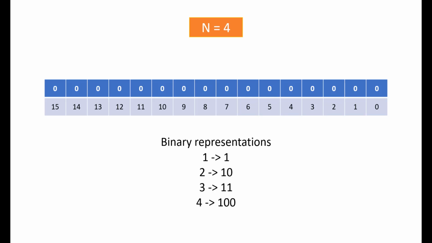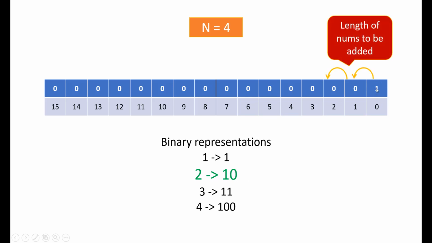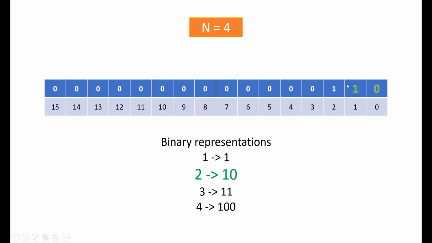Firstly we'll add 1 in this particular array. Now we need to add 2, and so we would need to add 1, 0 in this particular array. To add this, we need to shift the 1 two bits. Now how do we find this 2 bits? Because the length of this particular string that we need to add is 2, we would need to shift the whole thing 2 bits to the left. After doing that, we can just add this 1, 0 over here at the end.